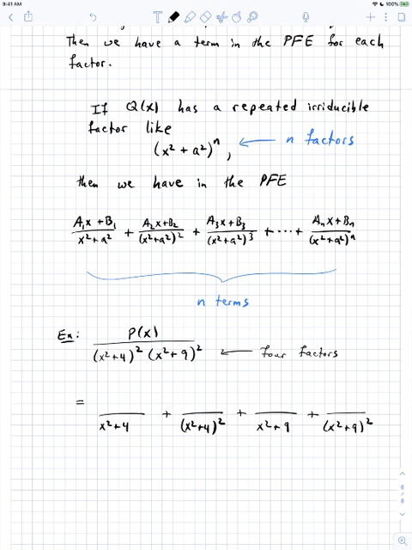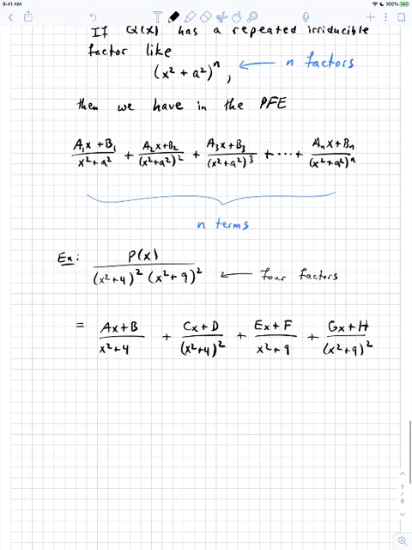And what goes in the numerator? Well, in every case it's degree 1. So you'll have ax plus b, cx plus d, ex plus f, gx plus h. Now, something like that's going to be actually rather difficult to work with, but that's the basic idea. So this method tells you the form of the partial fractions expansion.